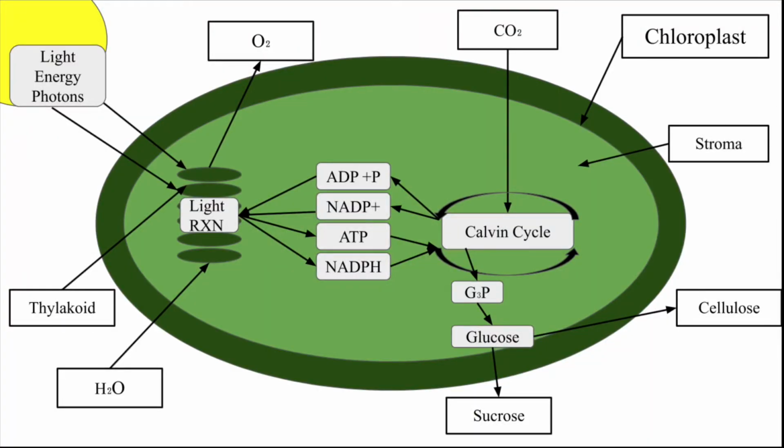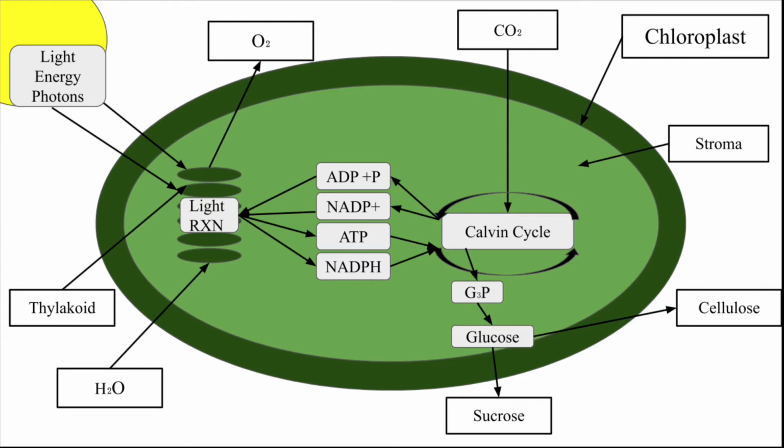The overview of photosynthesis, so the broad area of it, is light photons will go into the thylakoid and have a light reaction with water that goes in, and the water will break down, and oxygen will come out of that. Then we have some ADP plus and NADP plus movement from the Calvin cycle into the light reaction, and then we have some ATP, NADPH movement from the light reaction into the Calvin cycle.